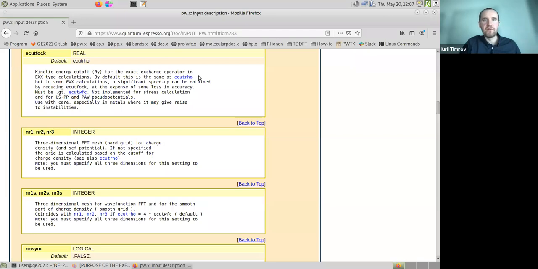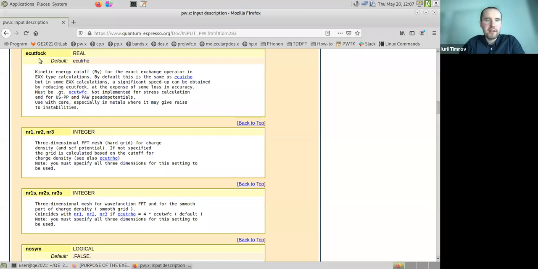So this is for, you remember, norm-conserving pseudopotentials, ecutrho is 4 times larger than the kinetic energy cutoff for the wave functions, and for ultrasoft and PAW it is 8 times larger. So ecutfock is also equal to ecutrho by default. But you can significantly speed up the calculation by reducing the ecutfock value.